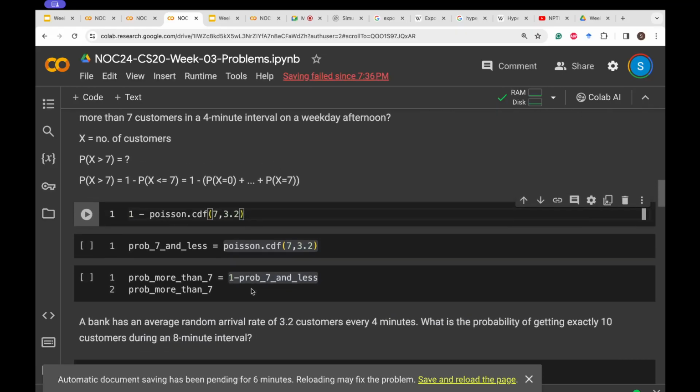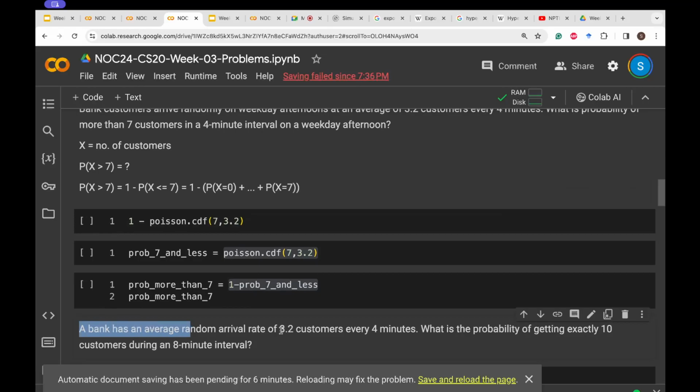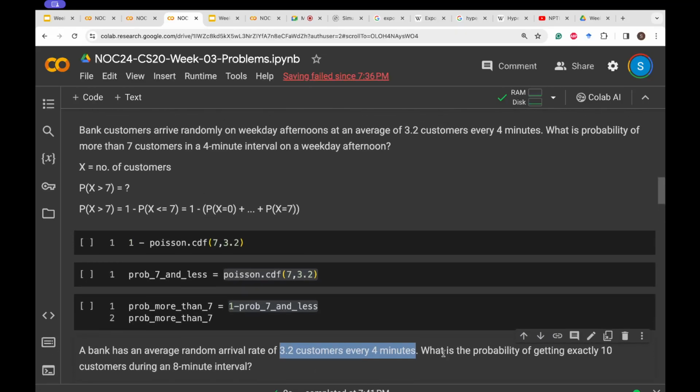Now this is interesting. A bank has an average random arrival rate of 3.2 customers every 4 minutes. This is given. So lambda is 3.2 customers every 4 minutes. What is the probability of getting exactly 10 customers during an 8-minute interval? Now, do you see a problem over here?